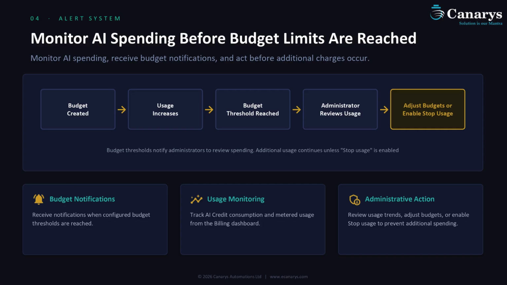Budget notifications help administrators stay ahead of AI spending before budget limits are reached. As AI usage increases, GitHub monitors consumption against the configured budget thresholds. When a threshold is reached, administrators receive a notification to review the current usage. At that point, they can decide whether to increase the budget, keep it unchanged, or enable stop usage to prevent additional metered spending. But budget notifications are only informational. They do not stop AI usage by themselves. They simply provide visibility so administrators can act before costs continue to grow.